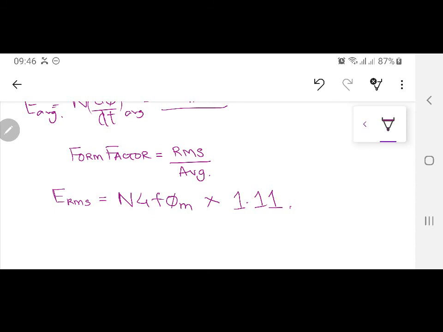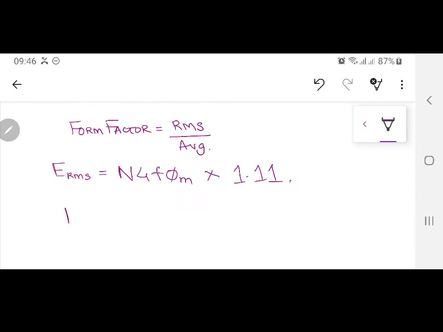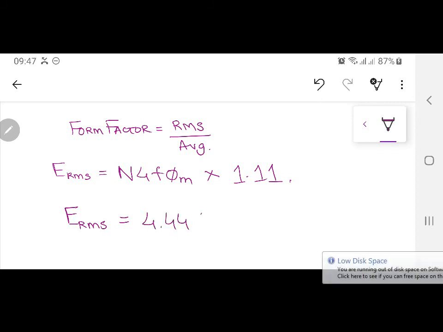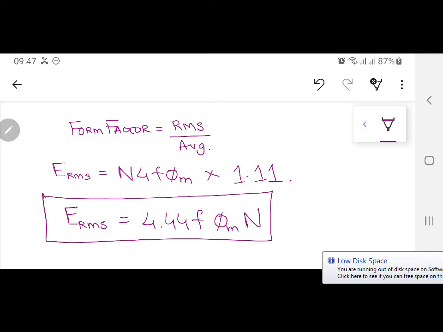So this gives you the RMS value of the voltage. You multiply this 4 by 1.11. This is 4.44 f phi m into N. This is the same formula I wrote in the very start.